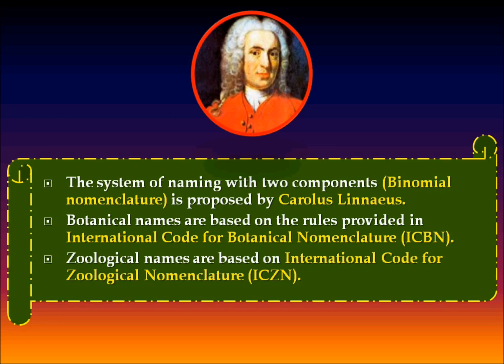As you can see here, we have botanical names and zoological names. As we all know, botany deals with the study of plants and zoology deals with the study of animals. So there is a proper code, that is the International Code for Botanical Nomenclature, which is used to provide names for the plants, and zoological names are based on the International Code for Zoological Nomenclature, which provides the definite procedures for naming animals. So you need to learn the full forms of ICBN and ICZN.